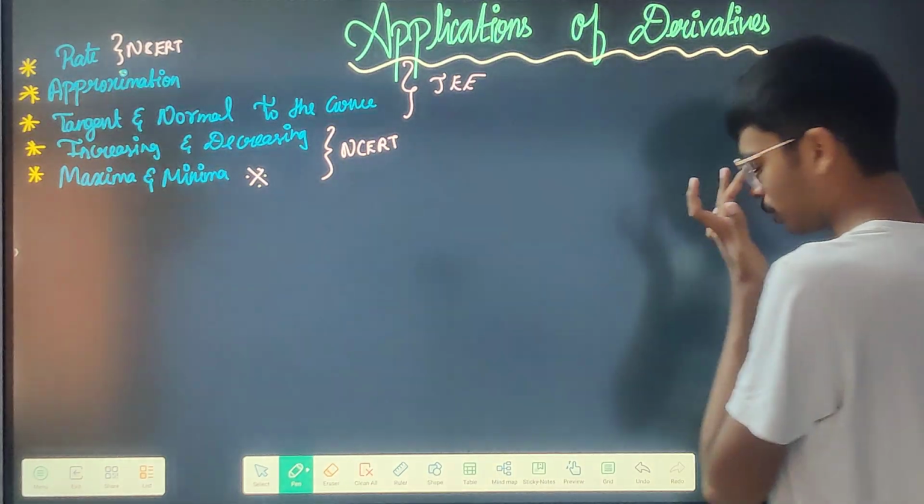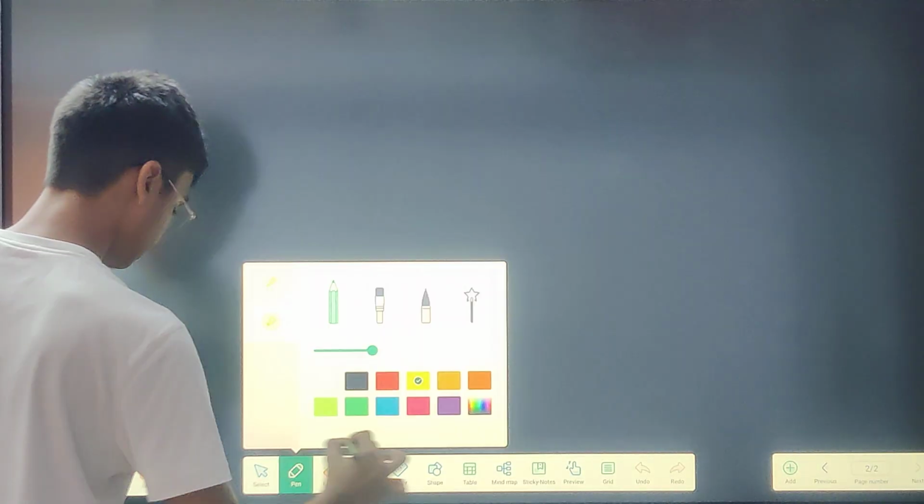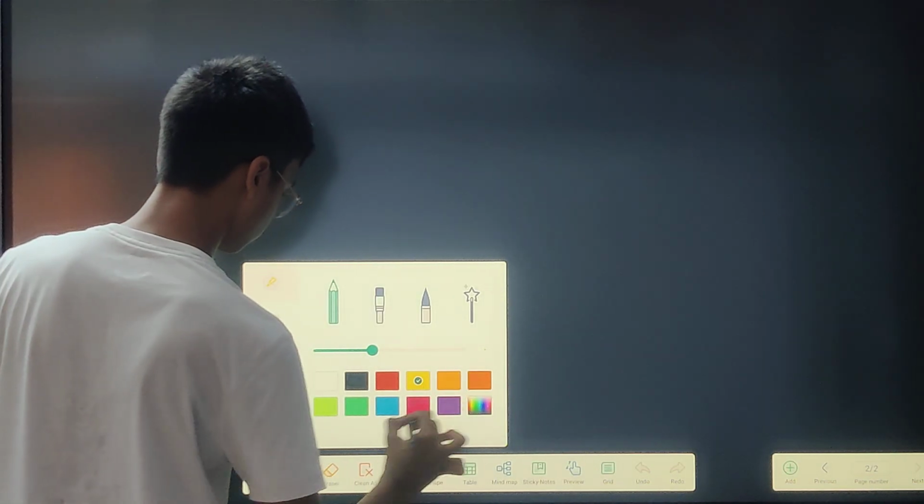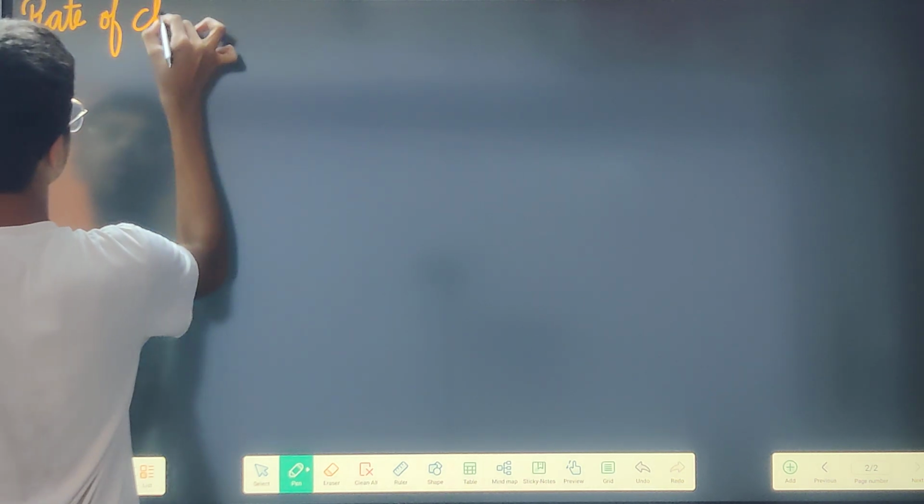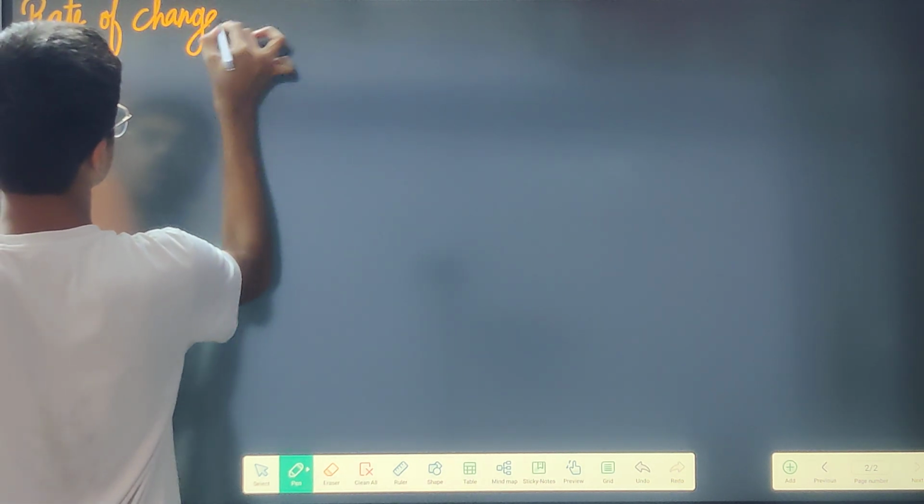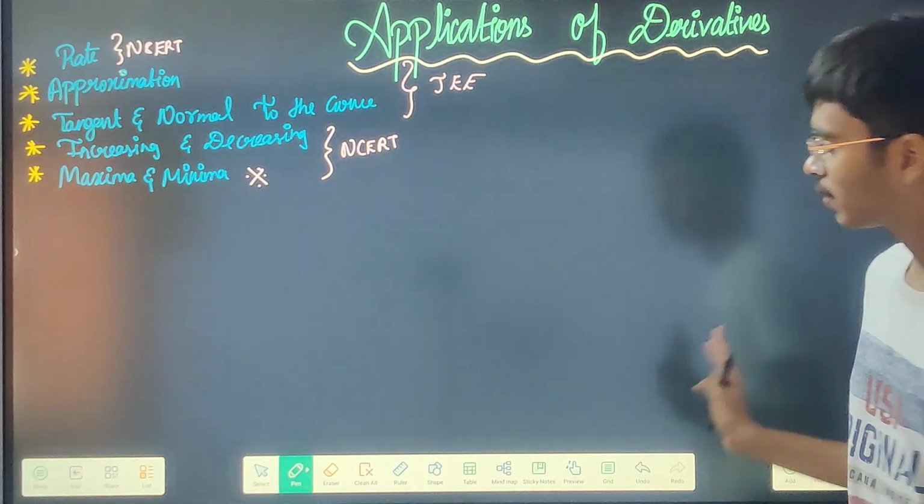So first of all, I'm going to start with rate. Derivative as a rate of change. First I shall say what does this mean, then we will come.